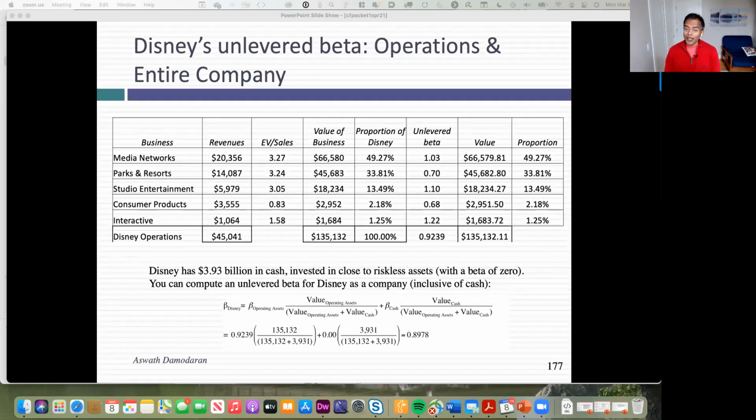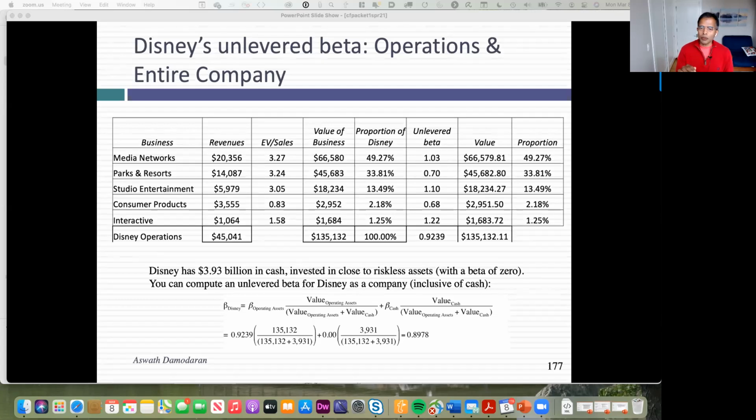Now, if you think about buying Disney, the company, you buy shares in the company, you're getting Disney's operations, but you're also getting Disney's cash. You're saying, so what? Well, cash has a beta of 0. So if you ask me to go an extra step and tell you what the beta for Disney's entire balance sheet is, not just the operations, but also the cash, I'm going to bring cash in based on how much cash they have. And the unlevered beta I'd end up with would be slightly lower. But the beta you should focus on is that 0.9239, because that is the beta for Disney's businesses.